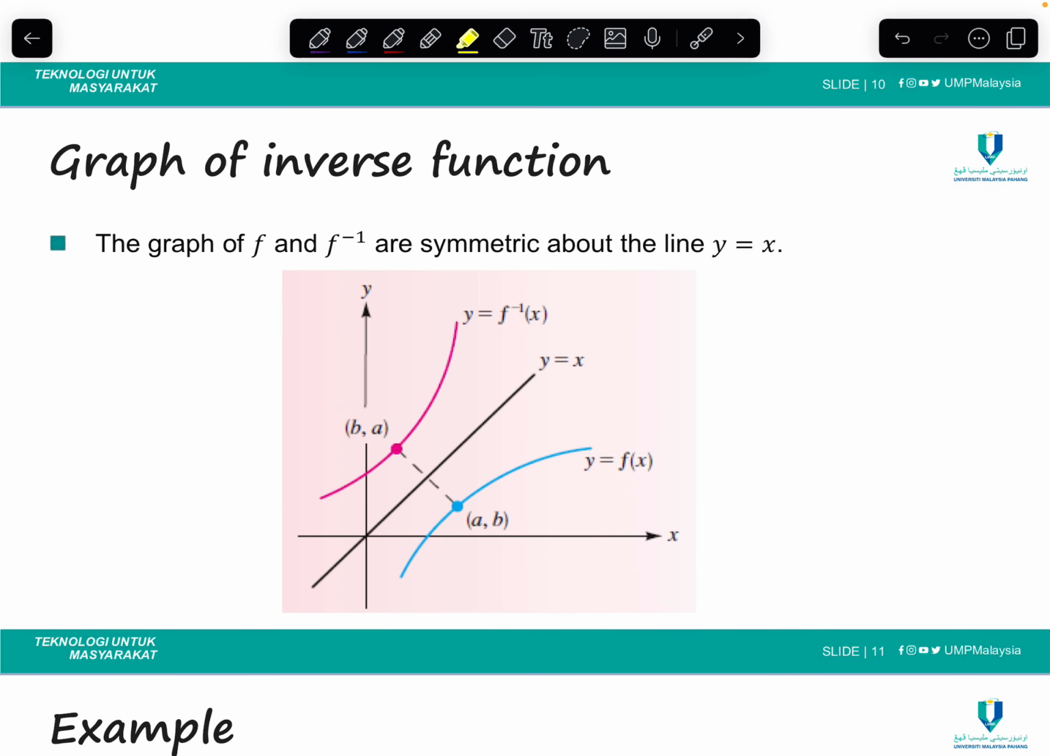Graph of inverse function. The graph of f and f inverse are symmetric about the line y equal to x. So y equal to x is here. The graph of f is the blue curve. Since they are symmetric about the line, the graph of f inverse is the reflection about y equal to x, meaning the red curve is the reflection of the blue curve around this line.